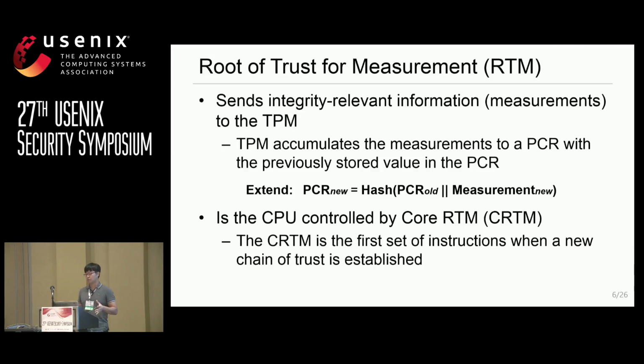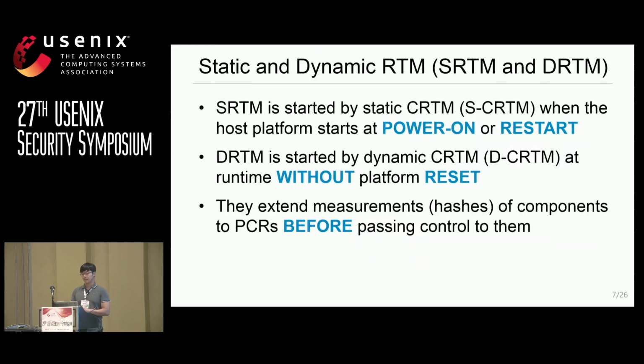RTM is the CPU controlled by the core RTM, and it is the first set of instructions when a new chain of trust is established. There are two types of RTM, static and dynamic. Dynamic RTM is in the TCG architecture. Static RTM is started by static CRTM when the host platform starts at power on or restart. In contrast, a dynamic RTM is started by a dynamic CRTM at runtime without the platform reset. The important and common point of SRTM and DRTM is that they extend measurements or hashes of components to the PCRs before passing the control to them.